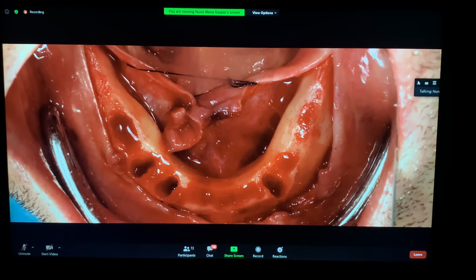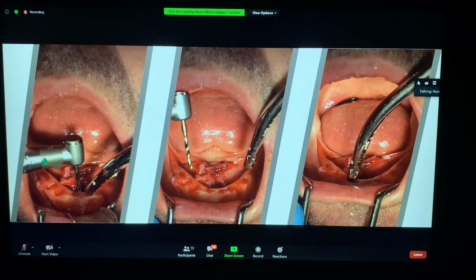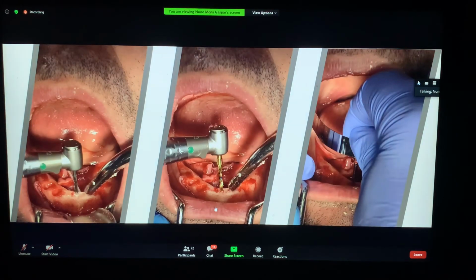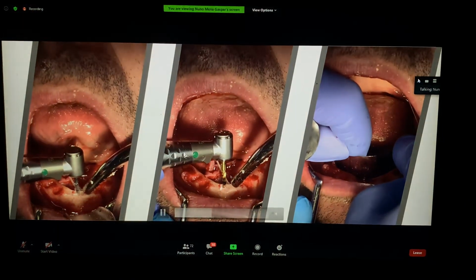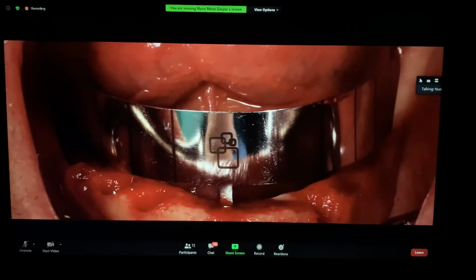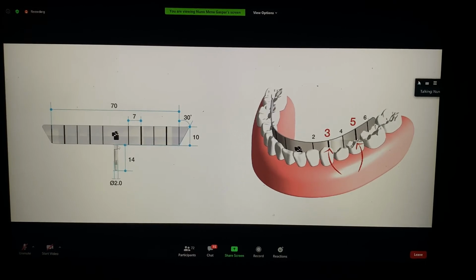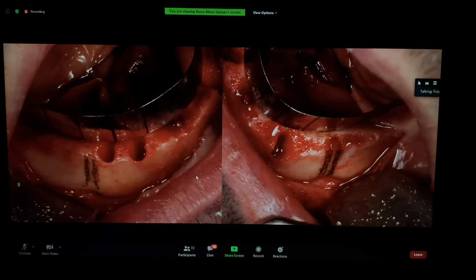Okay. After bone reduction, we place our guide. We adapt it to the arch form, and we start drilling. We know that we have spaces between these marks of 7 millimeters. So for the lower jaw, in this case, I will try to place implants on number 2 and 5. Và ở đây thì tôi sẽ đặt implant ở răng số 5 và số 2.